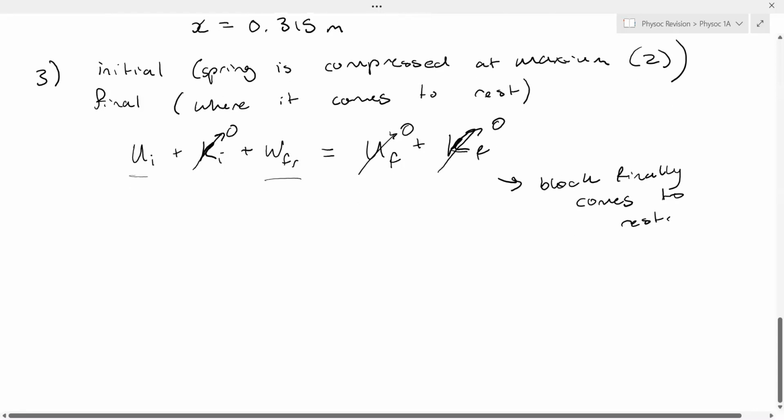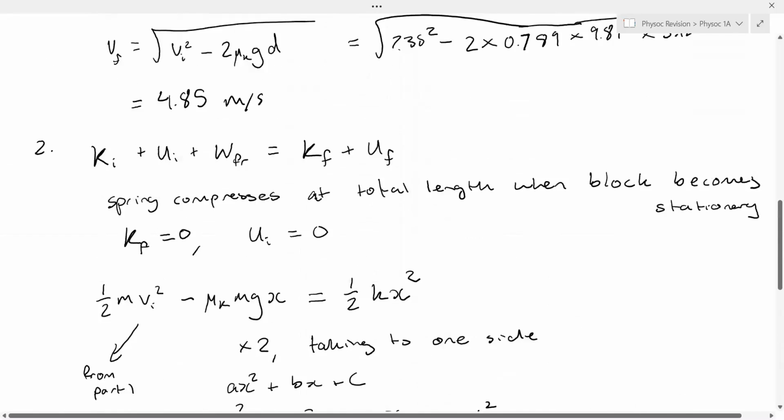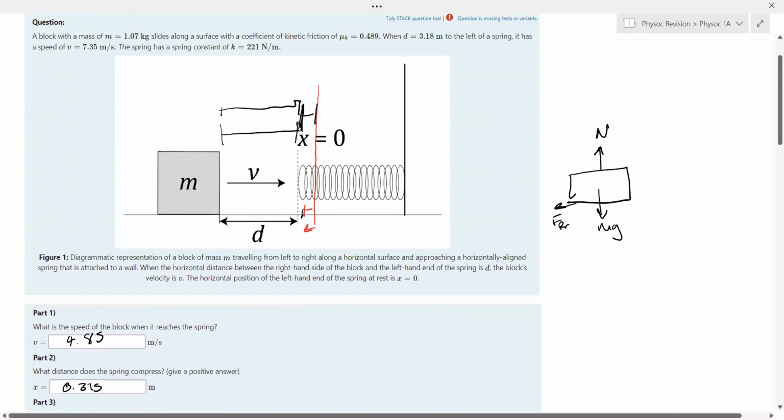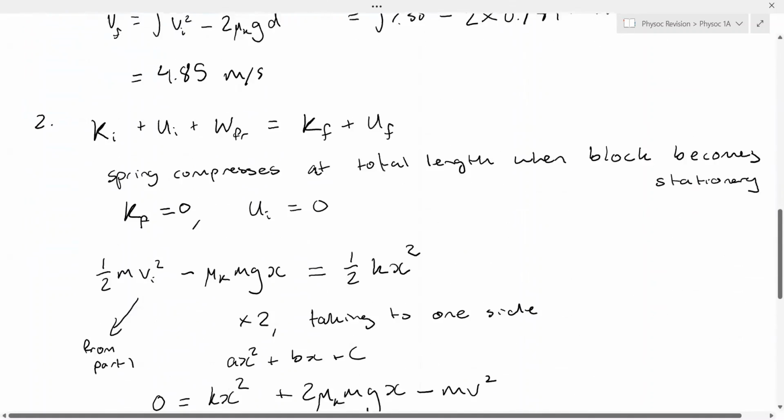So let's rearrange this. This is going to be half k x_i squared. In this case, we know how much it's compressed. That is what we found in part 2. It is not an unknown value. And then this is going to be minus mu_k m g, and we'll call this capital D, the total distance back to its rest point. Doesn't really matter what you call it, because this will just be in your own working out. We'll only see the final answer in Moodle.